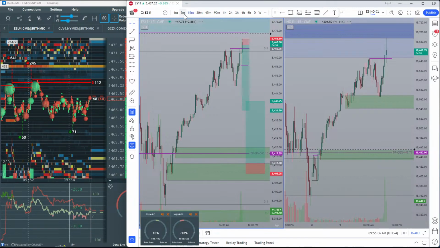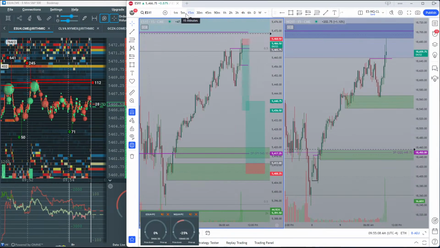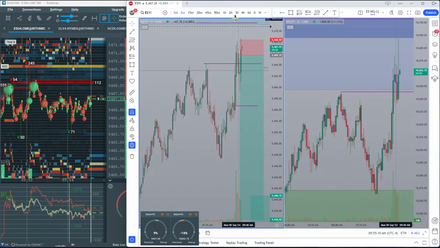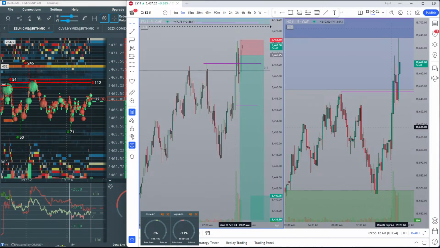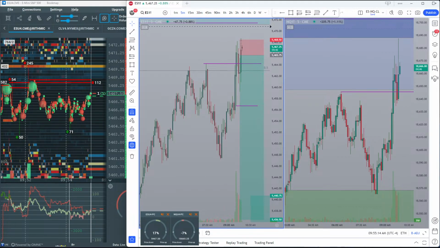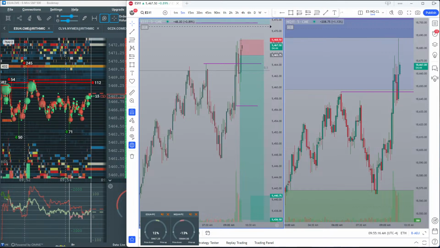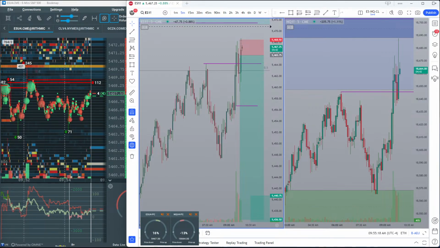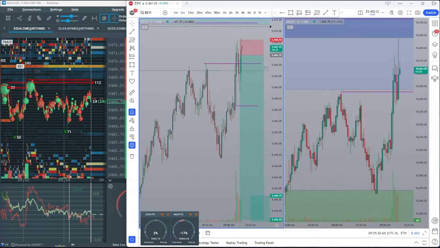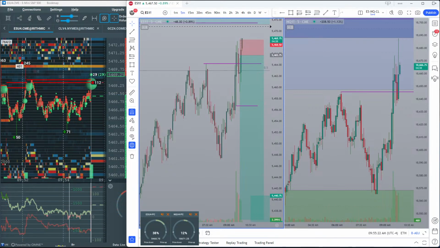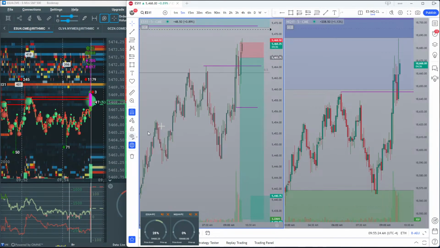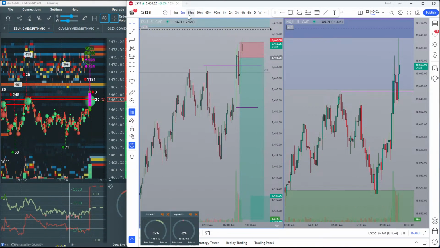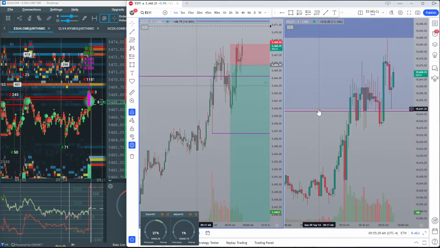So again, this 15 is not closed yet. 5 minutes till news. 5 till news. Look at that. Now again, another divergence right there.